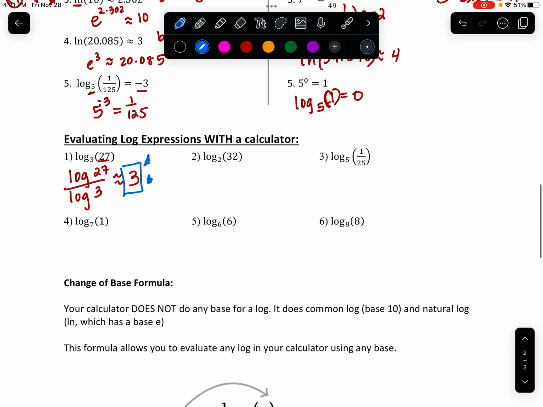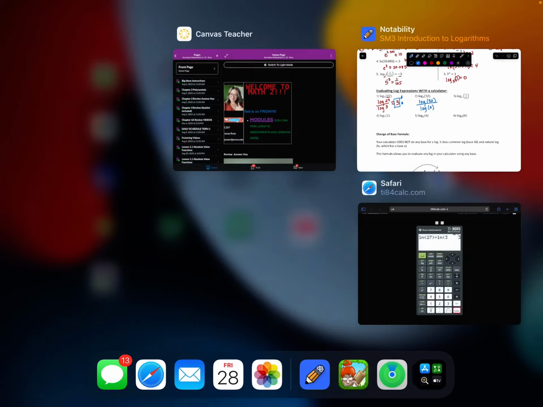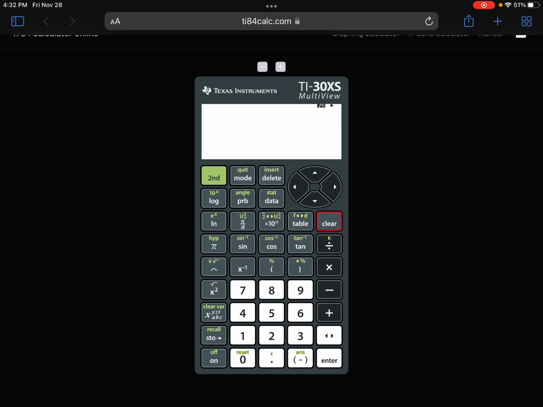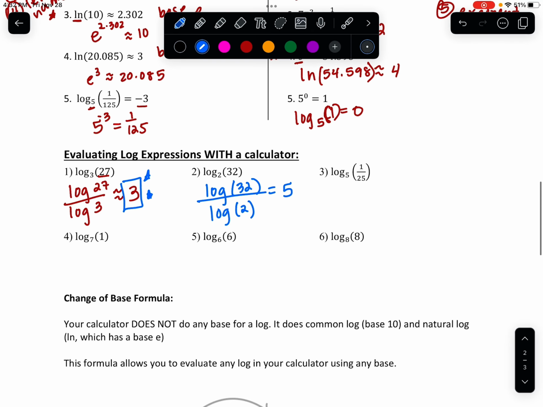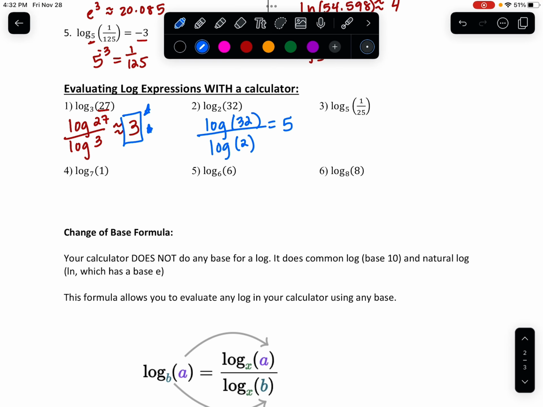Just kidding. Okay, I'm going to do the same thing here with number 2. Log base 32 on top divided by log base 2. And I get 5. And that's my answer, peeps. Let's do one more. Well, actually, let's go down here. Let's do log 1 divided by log 7.